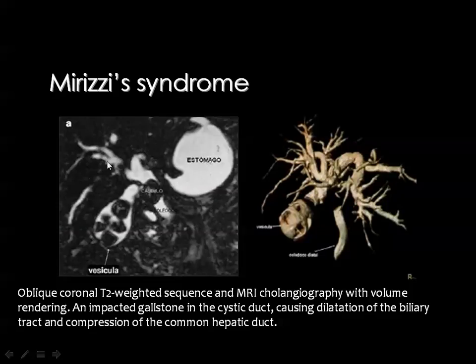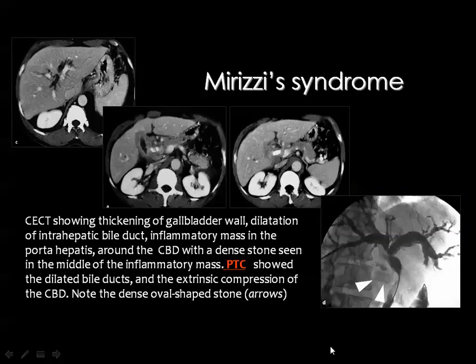And these are reconstructed images from MRCP showing calculous gallbladder, and this is the site of the stone compressing the common bile duct. This is the 3D image showing the calculi in the gallbladder as well as the site of compression. And this is, of course, a reasonable example of Mirizzi syndrome by CT.